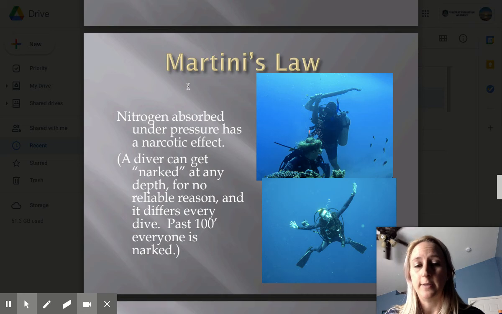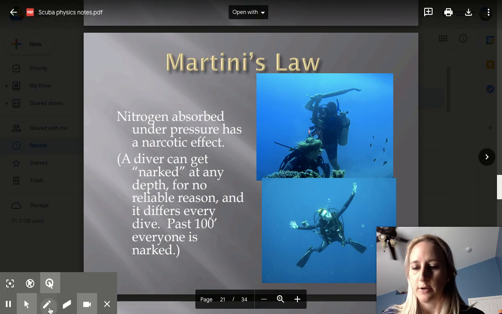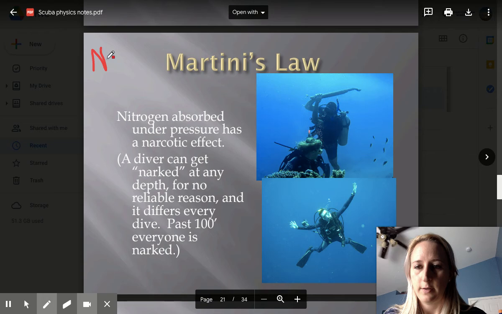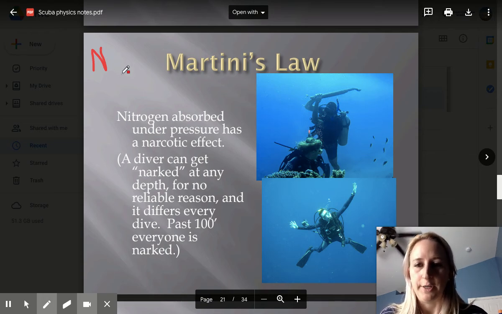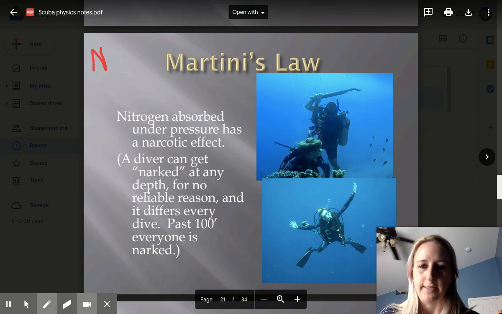So Martini's law, this also has to do with the bends and everything. This one's actually called nitrogen narcosis. Anyway, with my pen, I take too long here. But nitrogen narcosis, or Martini's law. So nitrogen that's absorbed under pressure can have a narcotic effect.